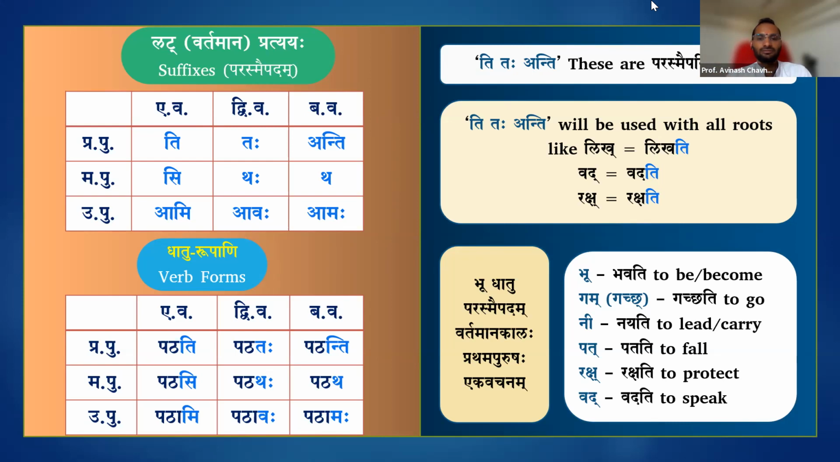Ti pratyaya, bhavati: in this form, the ti pratyaya belongs to prathama purusha. This is called prathama purusha, this is called madhyama purusha, and this one is called uttama purusha. So whenever you use the ti pratyaya, if somebody asks you what is the grammar of the pathati form, you have to say: patha dhatu, parasmaipada, vartamana kala, prathama purusha and ekavachana. In a similar manner, if somebody asks about pathamah, what is the grammar of pathamah, how will you say it?